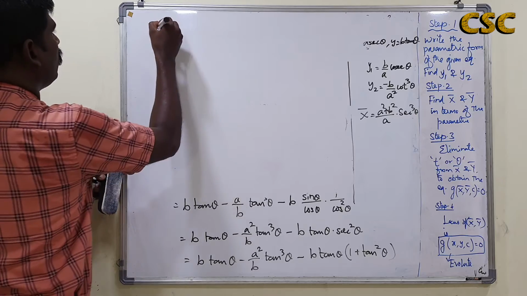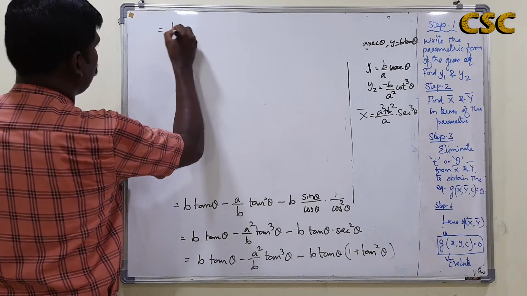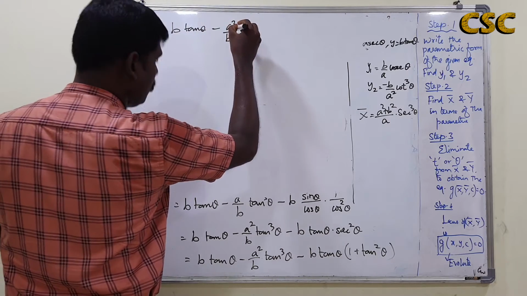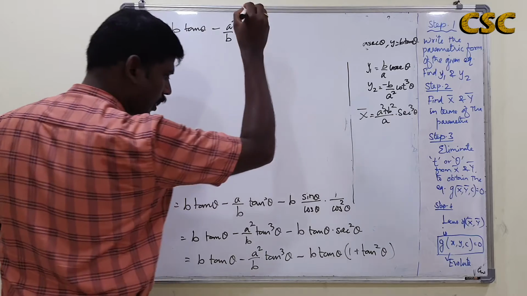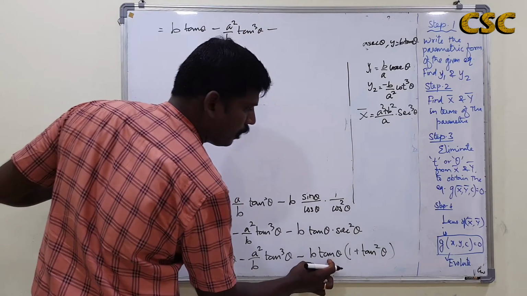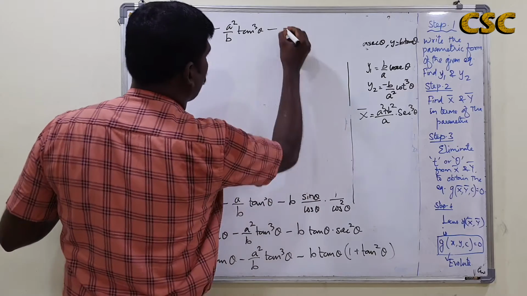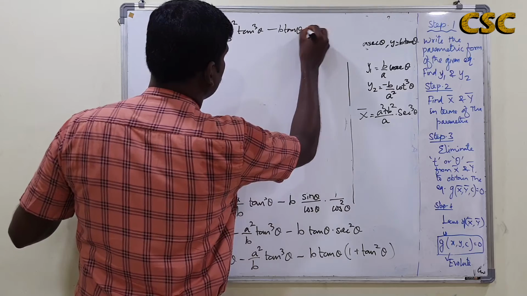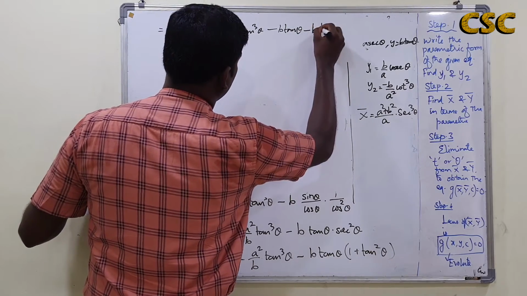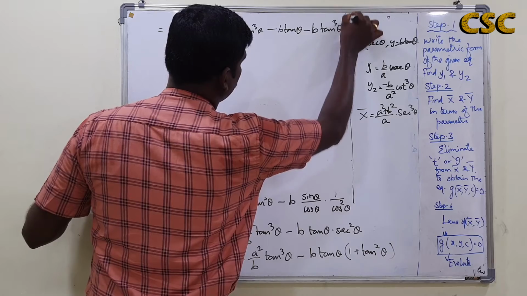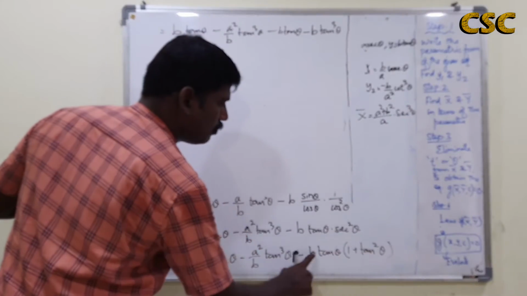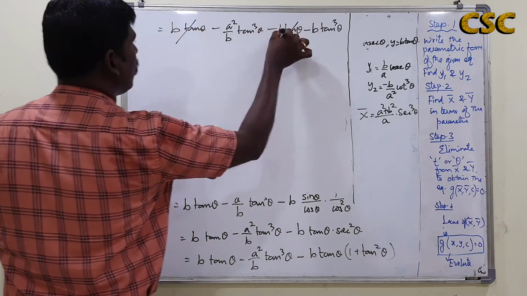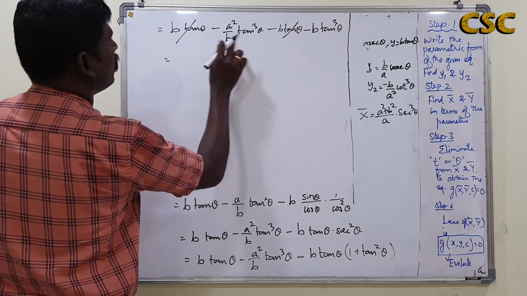Right? So that is equal to b tan theta minus a square by b tan cube theta. Now I am going to multiply this inside the bracket. So minus b tan theta into 1 is minus b tan theta, and then minus b tan cube theta, isn't it? Plus and minus b into tan theta into tan square theta. It is tan cube theta. So now I strike out b tan theta with minus b tan theta. So what is remaining? These two terms.